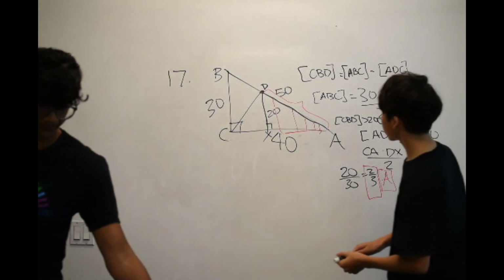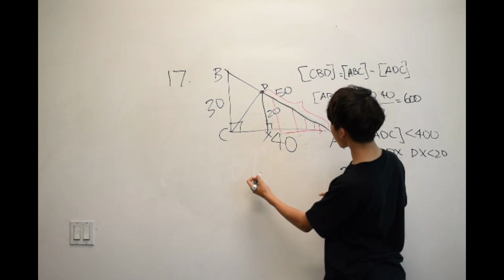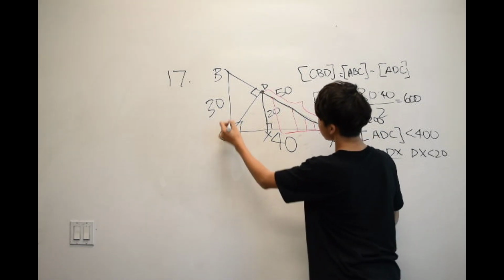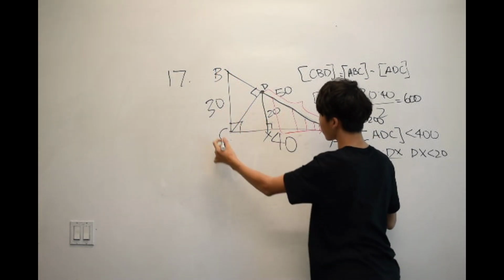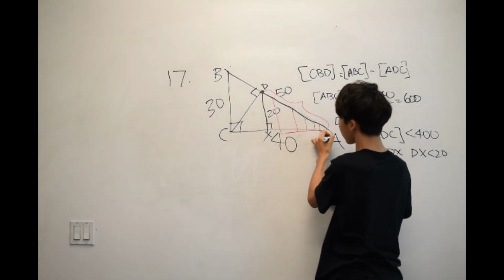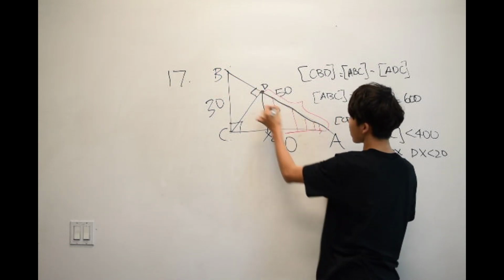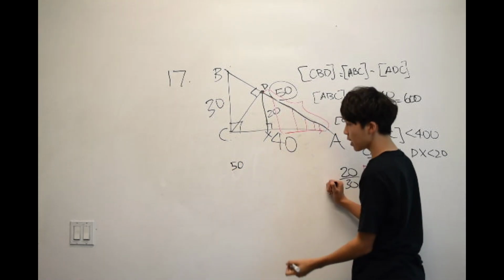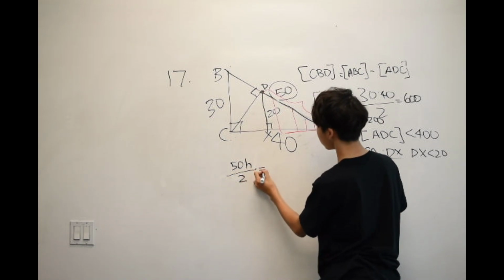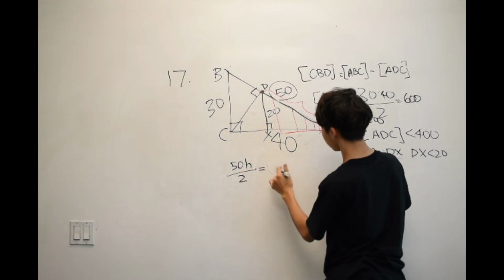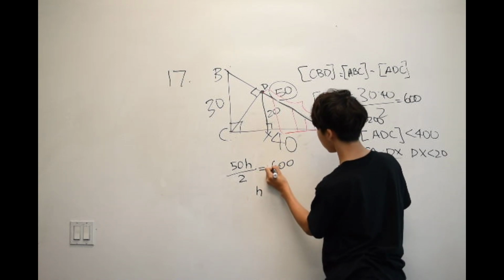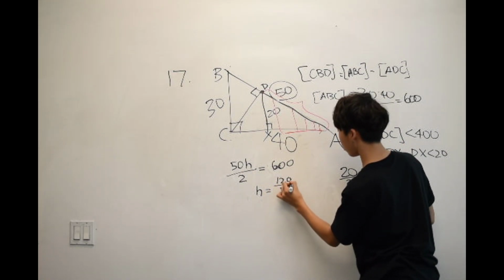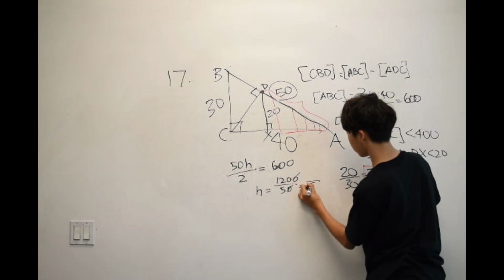What you can also do for problem 17: since we know the area of triangle ABC, and if we drop an altitude, we can find the area using this times this divided by 2. We can also do BA times the altitude divided by 2. We know that AB is 50. So if the altitude is h, 50h divided by 2 must equal 600. So h is 1200 over 50, which is 24.